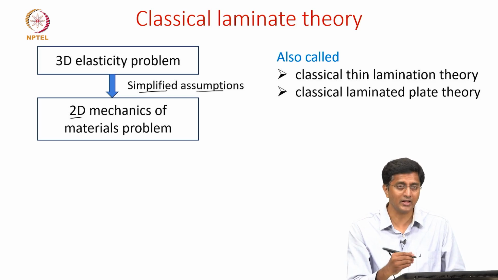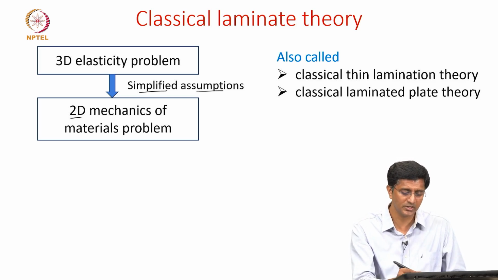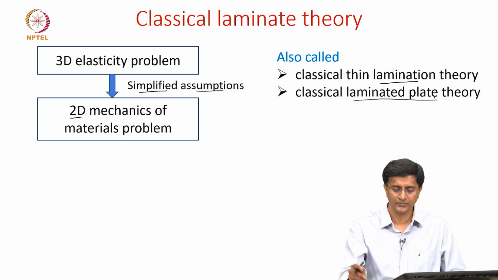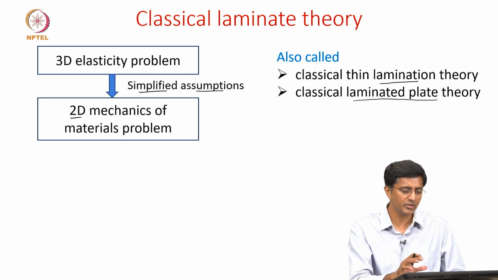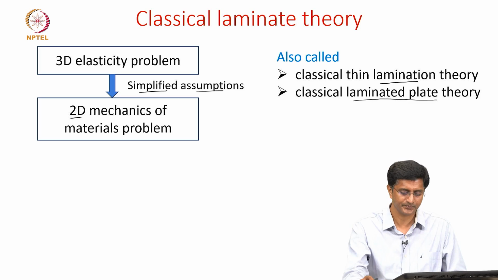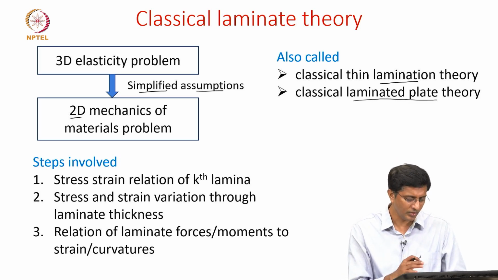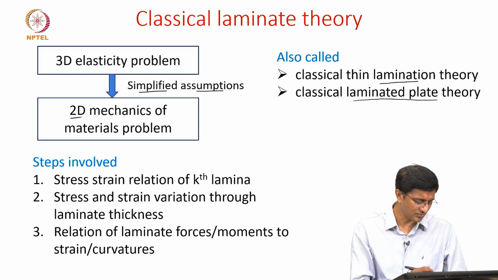So there are other names for this classical laminate theory, called the classical thin lamination theory or the classical laminated plate theory. But in this course, we'll be going with the classical laminate theory, which is widely known. So the way we will approach this theory is we'll go through it in three different steps.